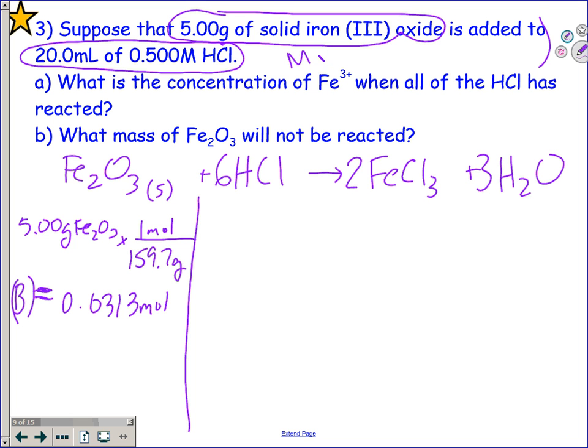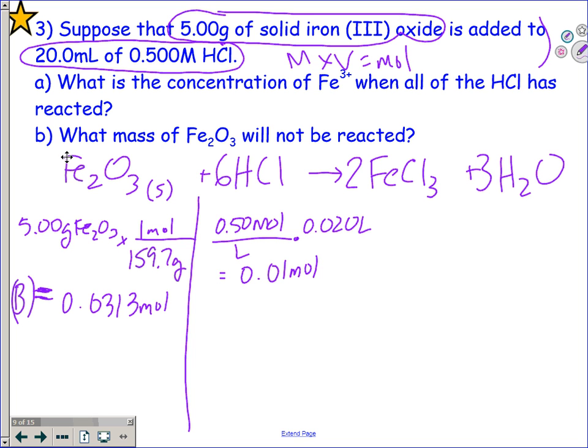Multiply M times V, right? Molarity times volume, but volume in this case I'm doing for straight moles, so I have to have it in what? In liters, right? So I'm going to do 0.50 molar, I'll actually write it out, moles per liter, times 0.020 liters, and that gives me 0.01 moles of FeCl3. I mean, sorry, of HCl.